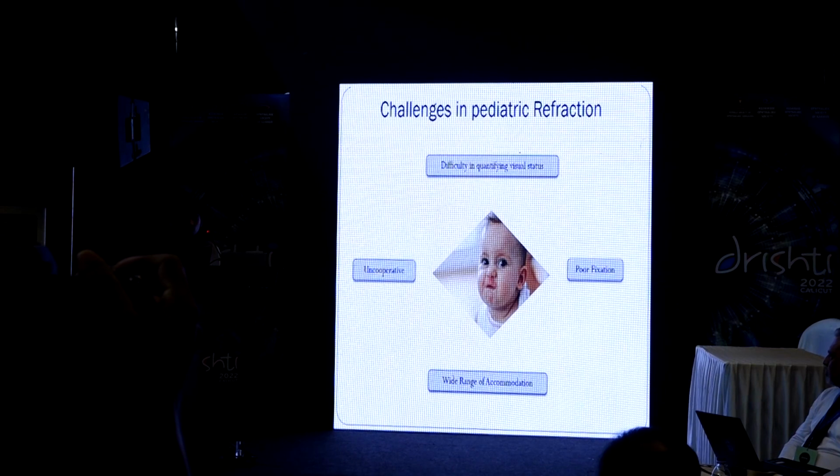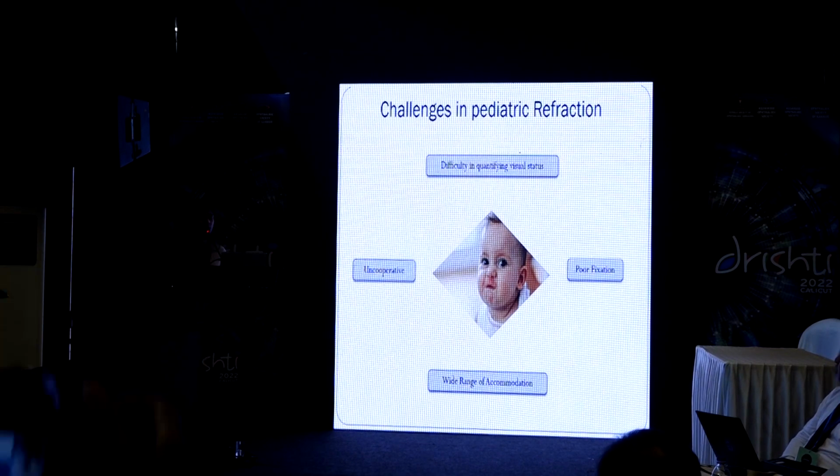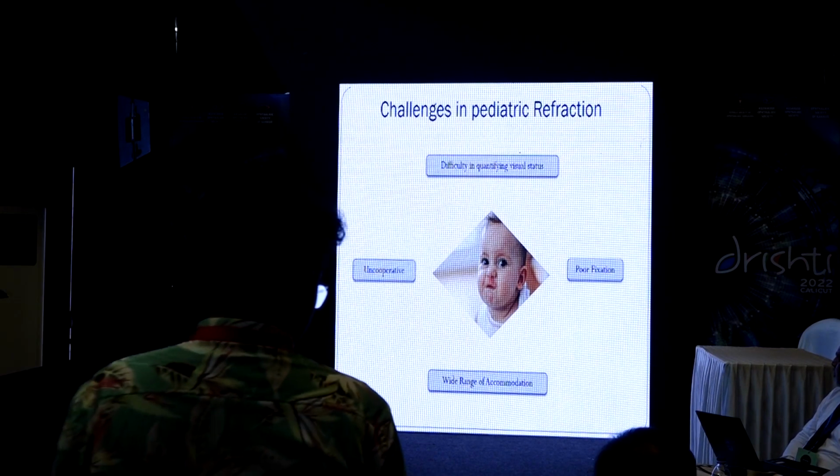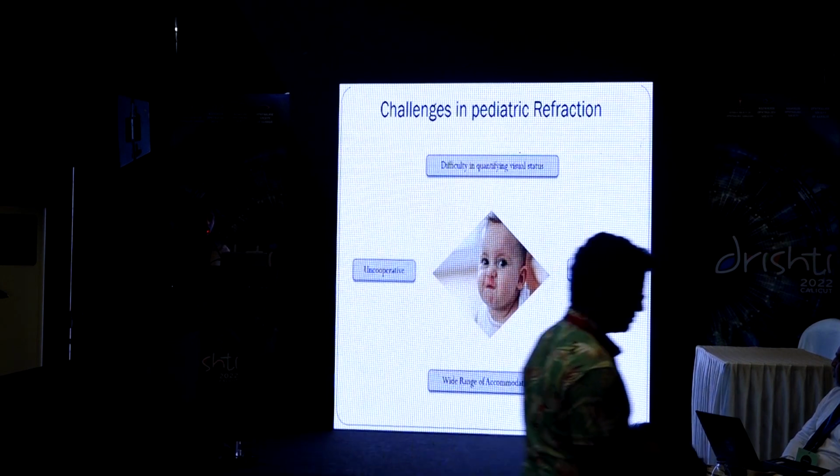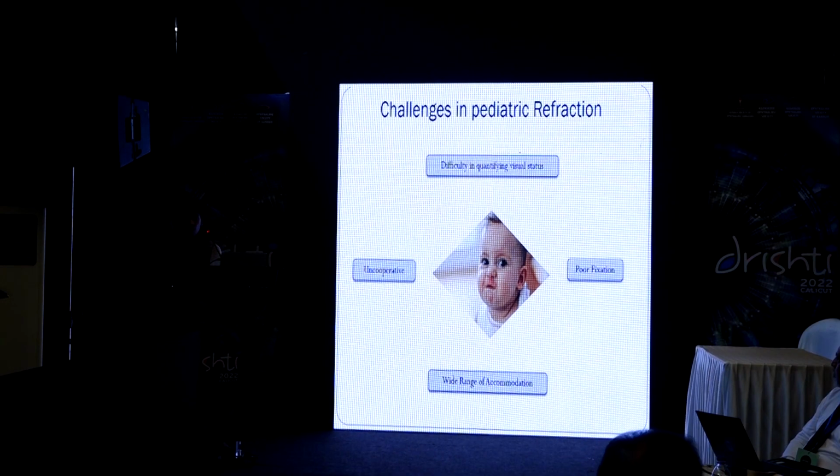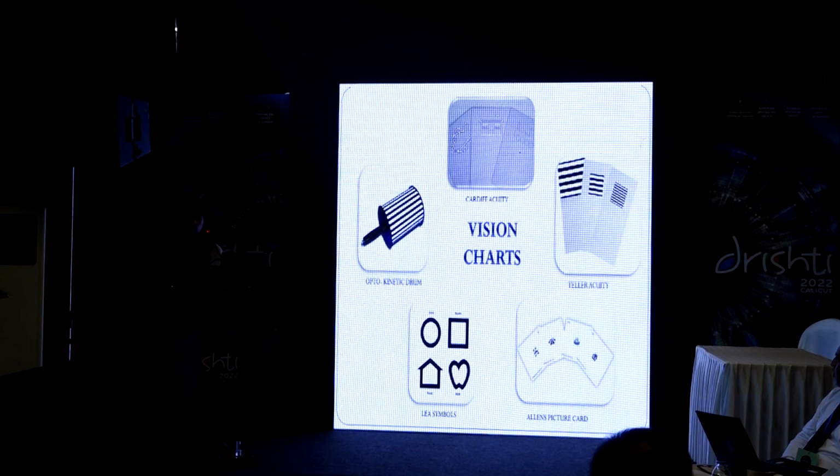So what are the challenges we will face during pediatric refraction? Of course, the child will have a wide range of accommodation, and they will not be cooperative enough and do not fixate properly. So there will be difficulty in quantifying the visual status of the baby. Here are the commonly used charts, which include the Cardiff acuity, Teller acuity, Allen pictures, and Lea symbols. I think they are more commonly used, and OKN in infants.